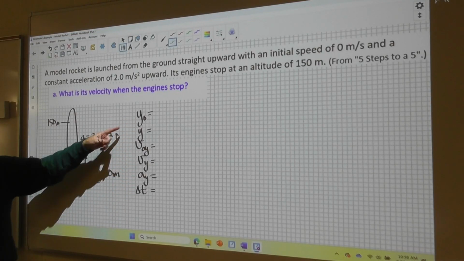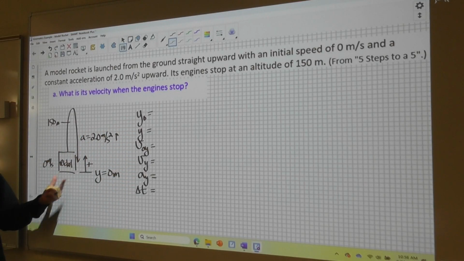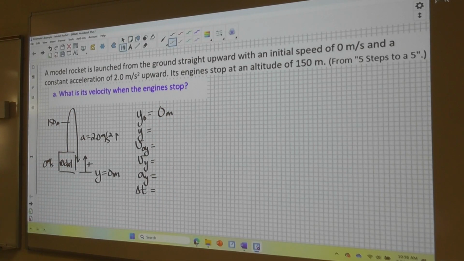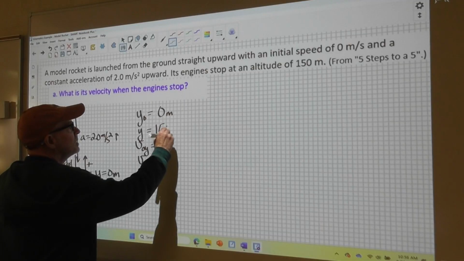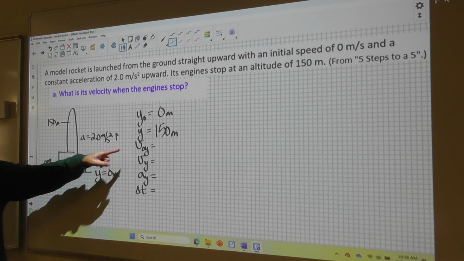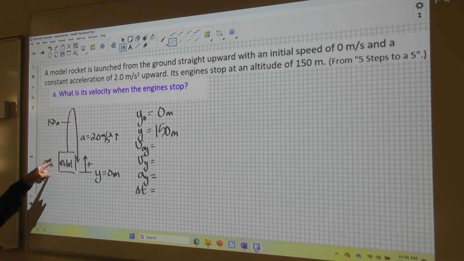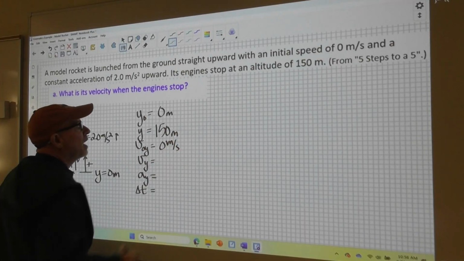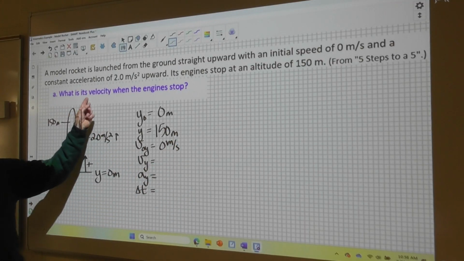Now we're going to go through and put in all the values that we know. What was my initial position at the start of the problem? It was on the ground, which I've said is 0. What's its final position? Well, it gets up to 150 meters when the engines stop. So the time period that we're concerned with is that time period between launch and 150 meters. My initial velocity, it says it starts at rest. My final velocity, I don't know. That's what we're trying to find.